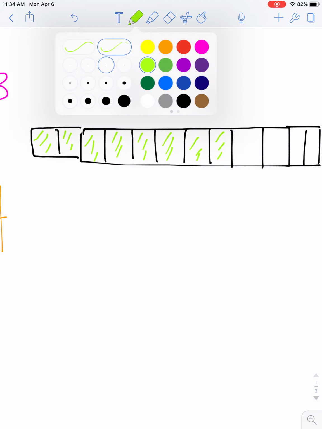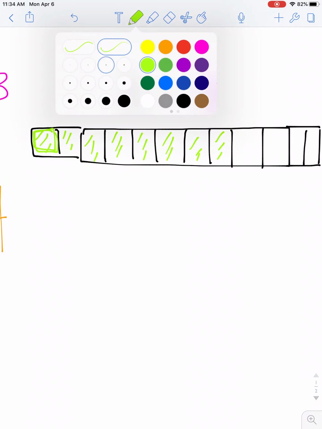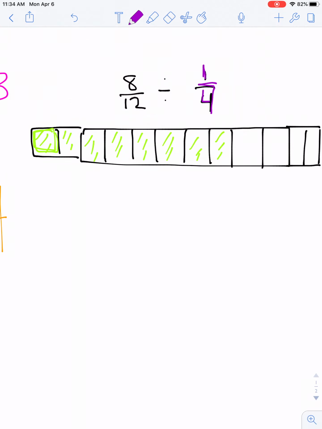Now I want to ask myself how many 1/4 can fit into my 8/12. But they're not the same size. 8/12 is made of these tiny little sections right here, but 1/4 is huge compared to that. So I need to change 1/4 to have a common denominator. In order to have 12 be the same denominator, I need to multiply by 3 on the bottom. And what I do to the bottom, I do to the top. So I have 3/12 as my common denominator.